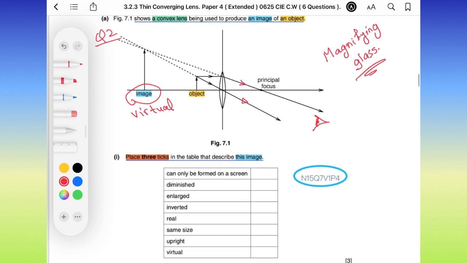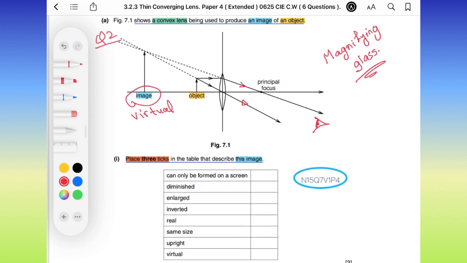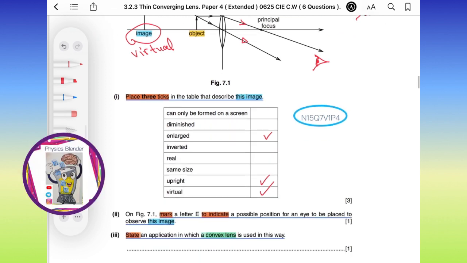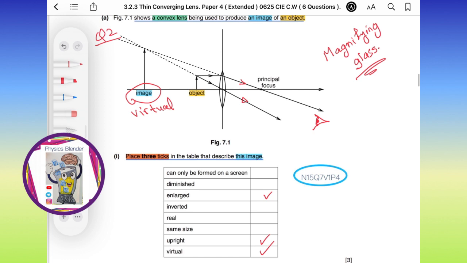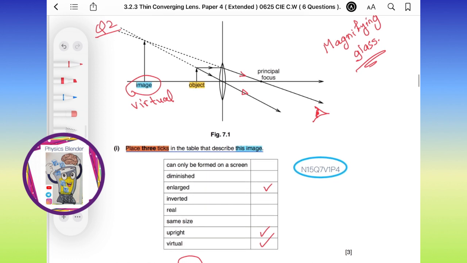Describe this image. The image is enlarged for sure, and it's upright and it's virtual. Is it clear? On the figure, mark a letter E to indicate the position for an eye to be placed to observe this image. Please follow the instructions. Label or mark letter E. So you have to indicate here letter E at the right side of the lens.